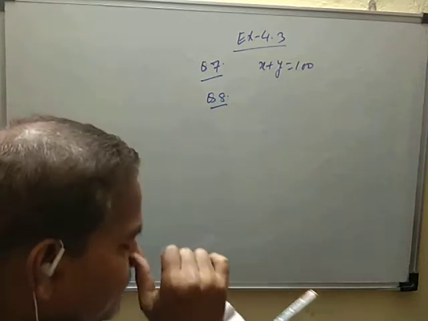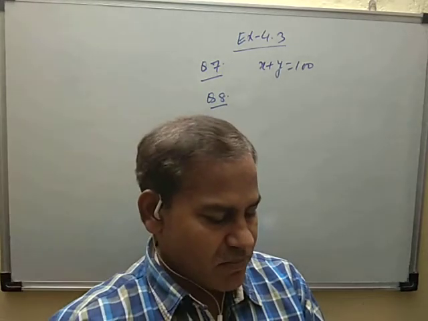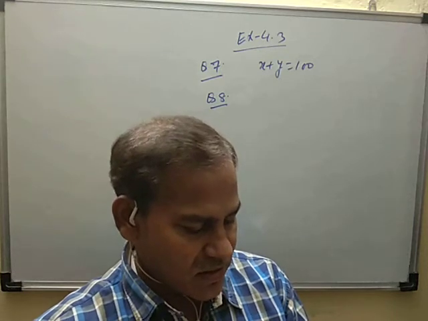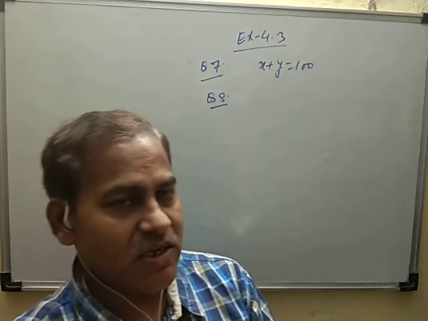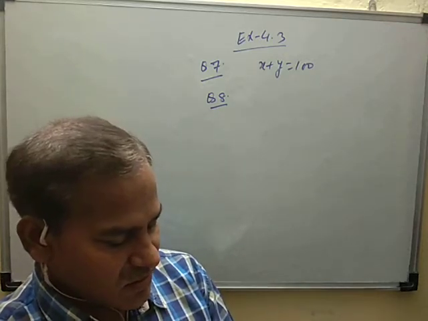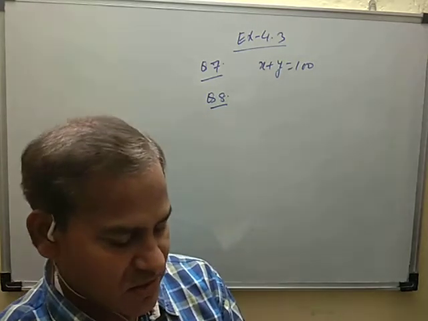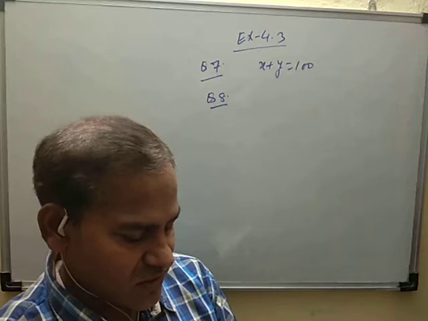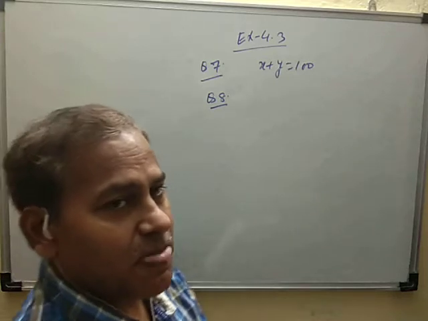Question number 8. In countries like USA and Canada, temperature is measured in Fahrenheit, whereas in countries like India it is measured in Celsius. Fahrenheit and Celsius are the two units of measuring temperature. Here is a linear equation that converts Fahrenheit to Celsius, the relation between Fahrenheit and Celsius.